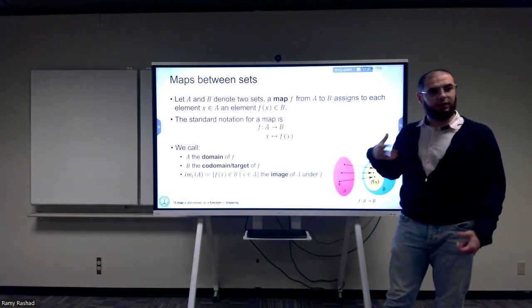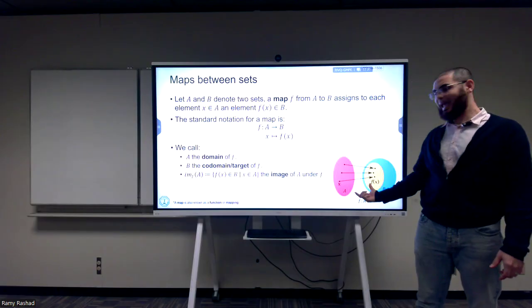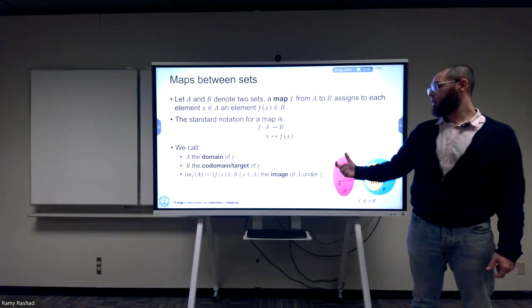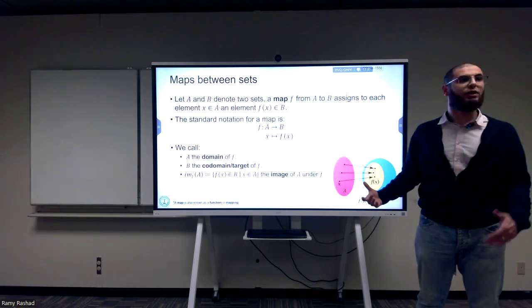Another different notation that we're going to be using: we call A the domain of F, and we're going to call B the target or the codomain of F.